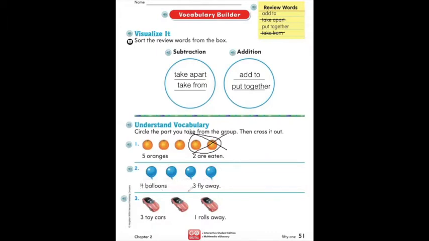Number 2 shows us 4 balloons and 3 fly away. So we're going to circle 3 balloons because 3 of them are flying away and cross out those 3 balloons that are flying away. Let's take a look at number 3. Number 3 shows us 3 toy cars, but 1 rolls away. Since 1 rolls away, we'll circle it, and then we'll cross it out because it is rolling away. That means it is gone.